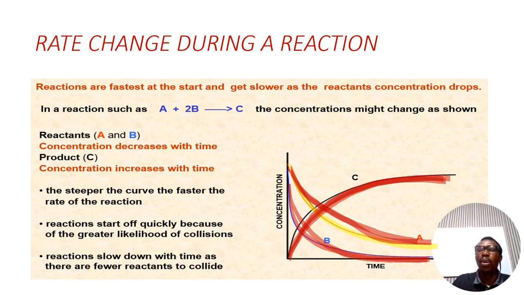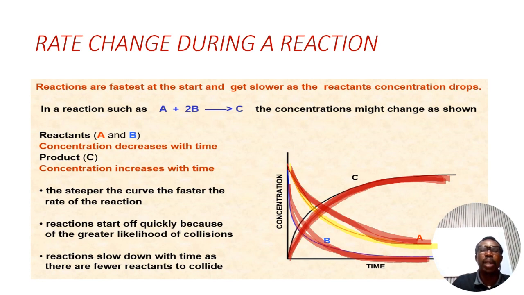because the reactants are used up and the product is formed. So we can measure the rate of reaction. We can determine the rate of reaction by measuring the change in concentration of A and B, which are the reactants, over time, or the change in concentration of C, which is the product, over time. Or we can measure the amount of reactant used or the amount of product formed with time to determine the rate of reaction.